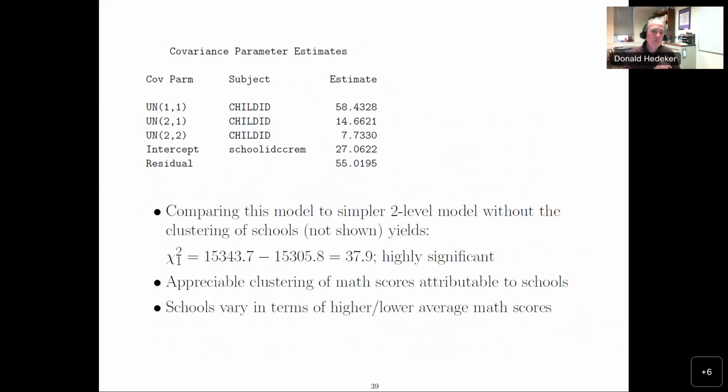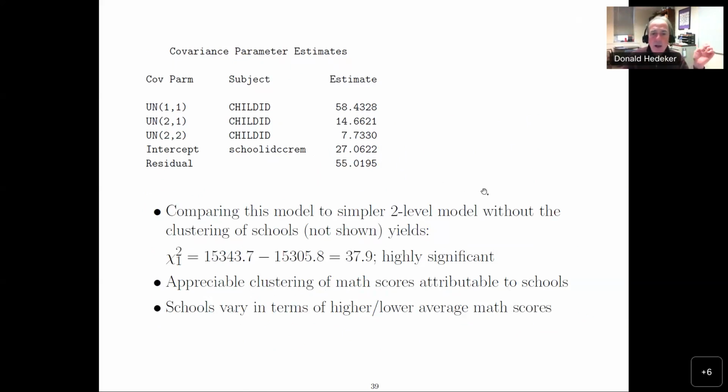Now here are the covariance parameter estimates that we get. Okay. So the first three are for the random effects for the subject. What's listed as 1,1 is the random intercept. What's listed as 2,2 is the random time trend. And these are positively correlated. The covariance is 2,1. And then here is the cluster variance attributable to the school the child was in at the particular time point. Okay.